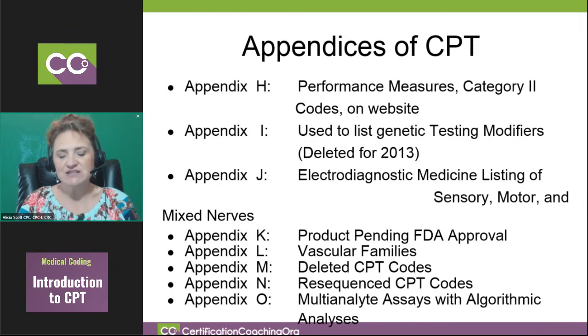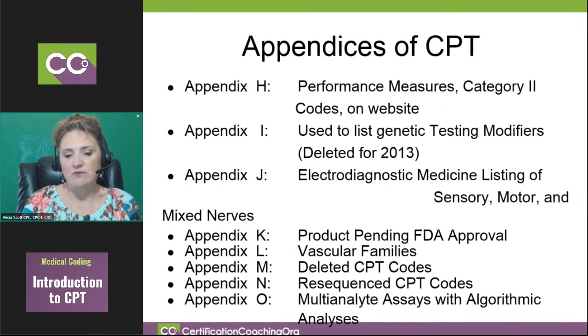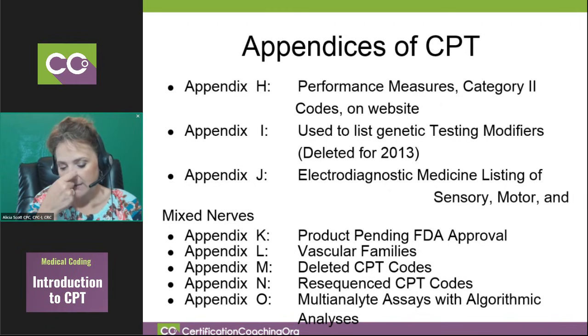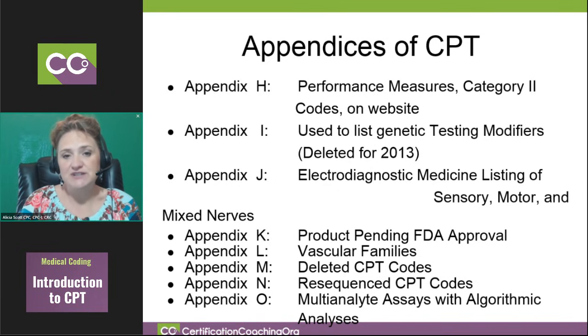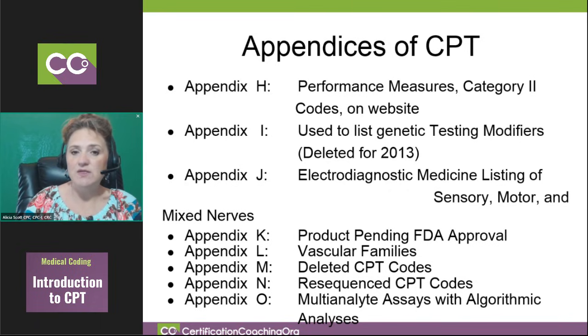Appendix L, vascular families. I would tab this as well. And one of the reasons I would tab this is because vascular families are very hard to understand at first. Once you get to working with them, and especially if you're in cardiology or any of the other types of interventional radiology codes that are used or services that are provided, then these will become more familiar.